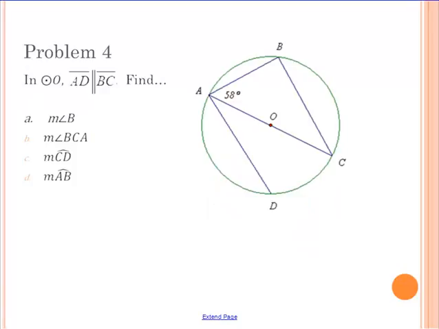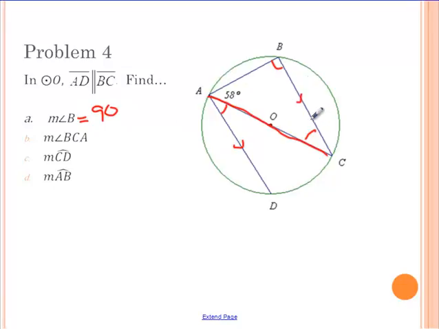Problem 4, a little bit more of the same. We have two lines that are parallel. Because they're parallel, let's start using alternate interior angles. We know these two will be congruent. Angle B, because this AC right here is a diameter, this angle is inscribed in a half circle. That's going to be a right angle.